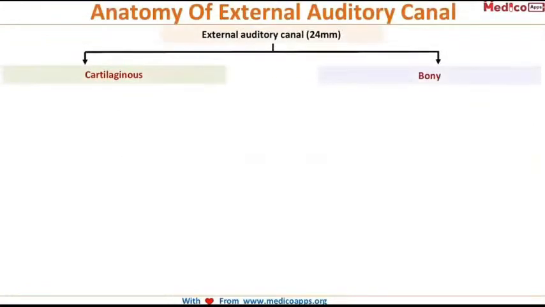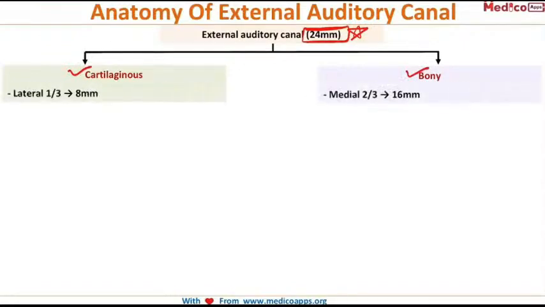The external auditory canal total measurement is 24 millimeters. Please remember this length, and it is divided into cartilaginous and bony parts. We have just seen that. So the cartilaginous part constitutes the lateral 1/3 and measures about 8 millimeters, whereas the bony part, we know that it makes up the medial 2/3 and forms about 16 millimeters of the external auditory canal.